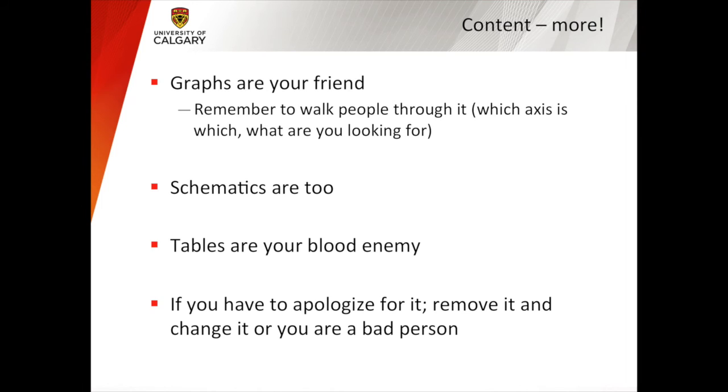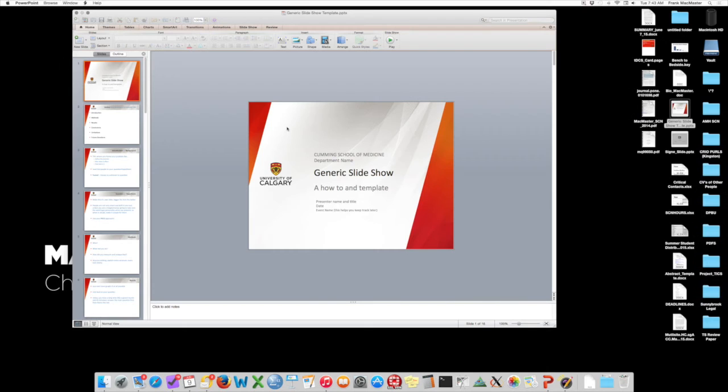Graphs are your friend. Walk people through it. Which axis is which? What are you looking for? Schematics are awesome. They are fantastic. You can walk people through them. Tables, again, are your blood enemy. Try to avoid them when at all possible. And if you have to apologize for one of your slides, remove it, change it, or you're a bad person. Simple as that. And that's a generic slideshow.